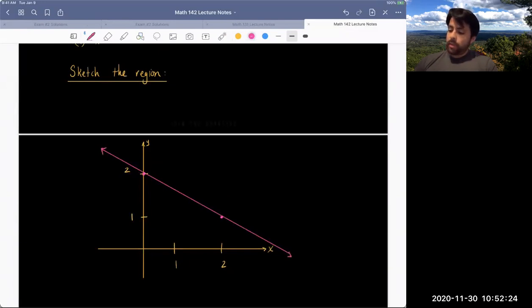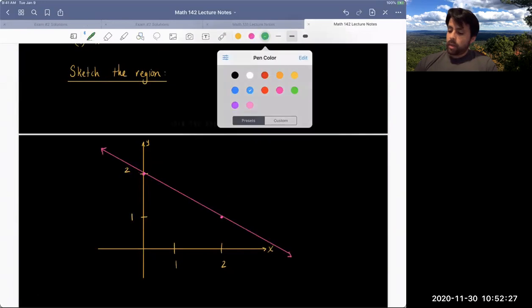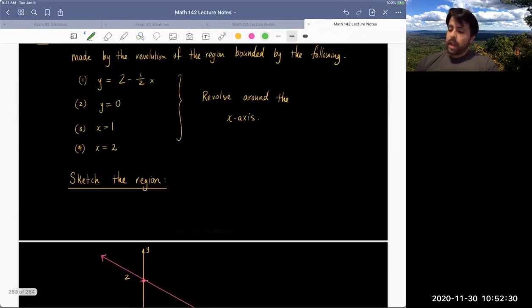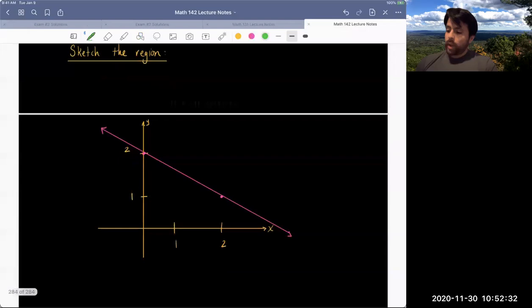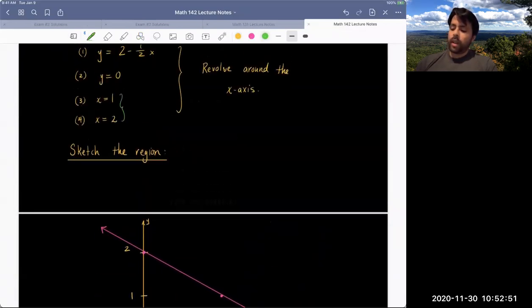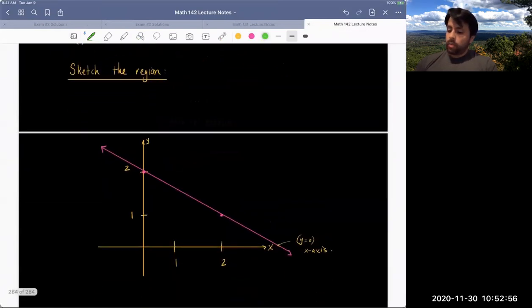And what else do I have? I got this line y equals 0. Y equals 0 represents what again? It represents the x-axis. So I got that region. And I also have these vertical lines here. So I got x equals 1. I got these vertical lines.